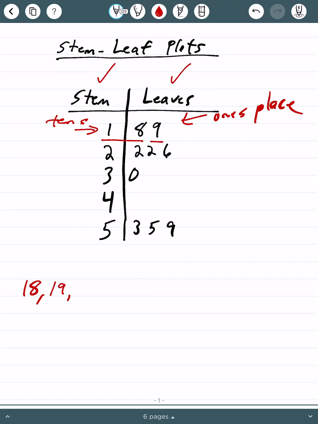Okay, let's go to the next row. Here's a 22. I've actually got two of those. 22. Then I've got a 26. See how this works? I've got a 30. That's what the 3 and the 0 mean.